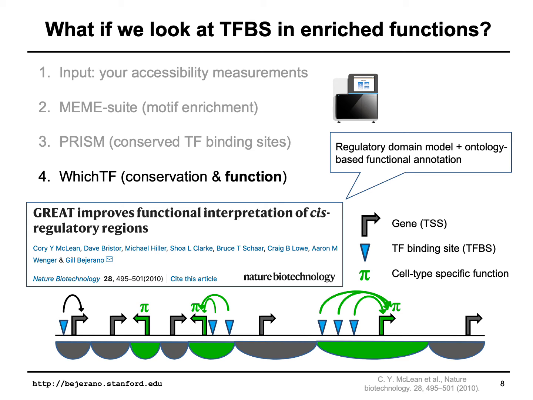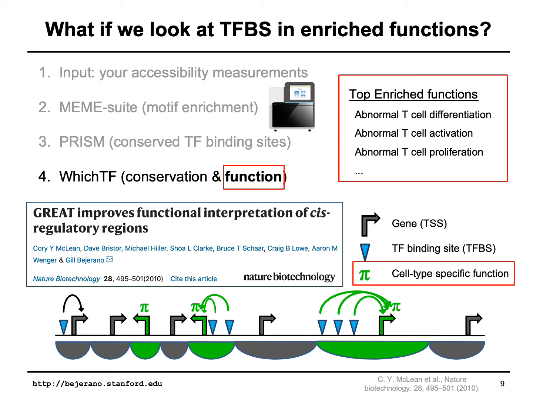Applying the Genomic Regions Enrichment of Annotations Tool, or GREAT, we can find cell type specific functions enriched in your accessible regions. Briefly, this tool considers ontology-based gene-level annotations for putative regulatory domains. Since its original publication in 2010, GREAT has been used more than 1 million times and cited more than 2,000 times. When we apply GREAT to our T-cell example, we find many T-cell related functions such as abnormal T-cell differentiation, activation, and proliferation.